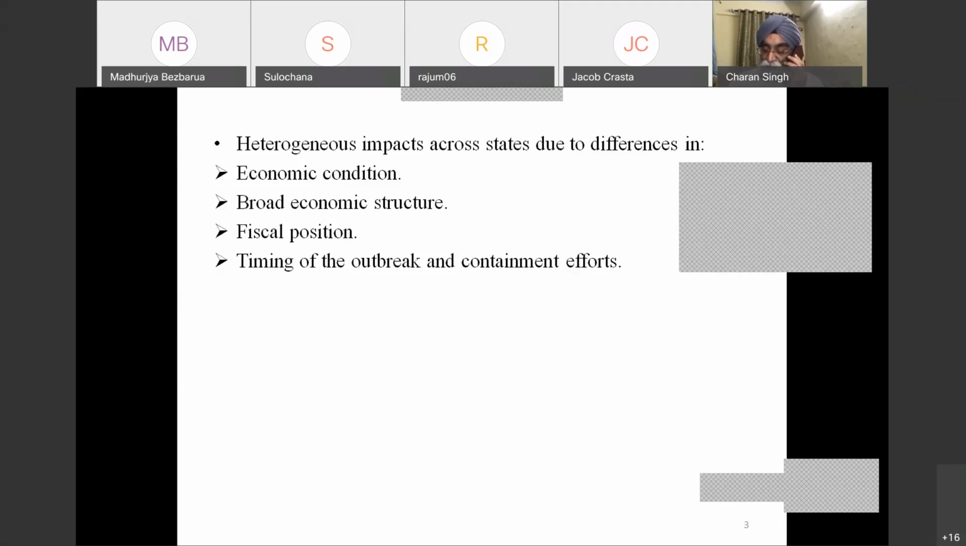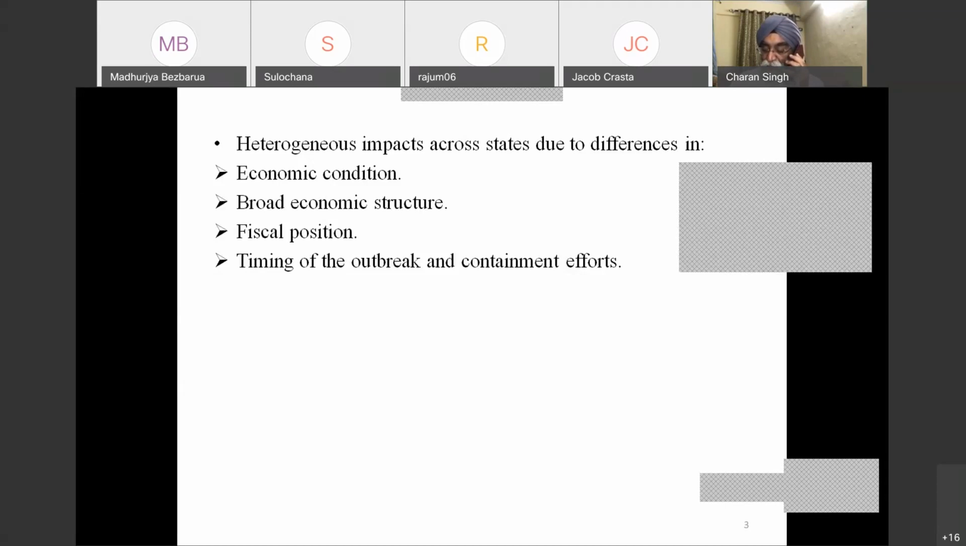Similarly, the states which have a higher share of manufacturing sector in their state GDPs are likely to be more affected due to the lockdown and other restrictions. Similarly, states which had a better fiscal position could probably put more resources to fight the pandemic and also take appropriate steps to prevent the damage and have an early recovery.